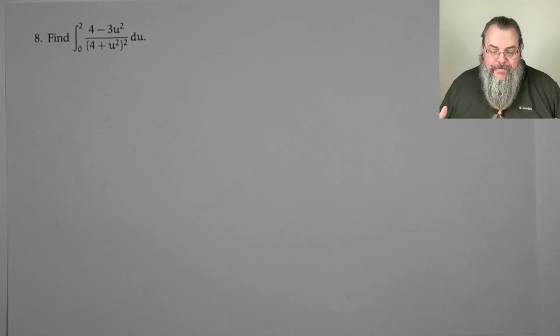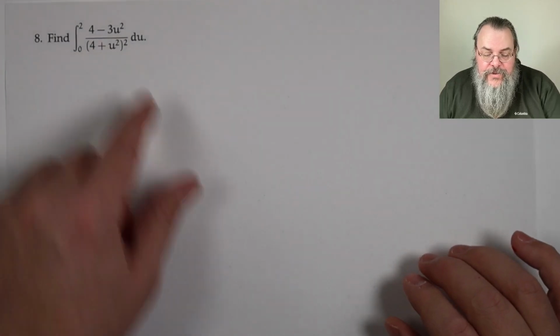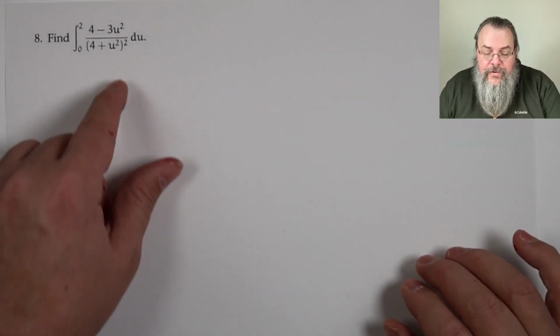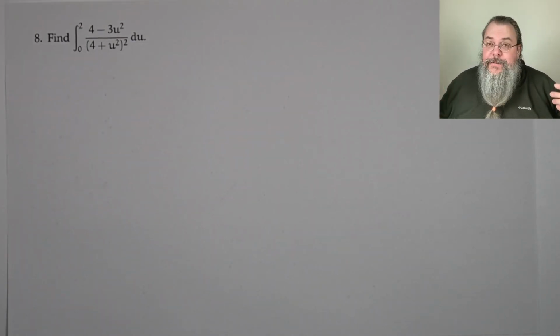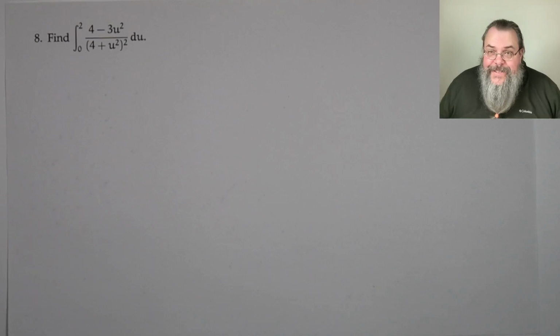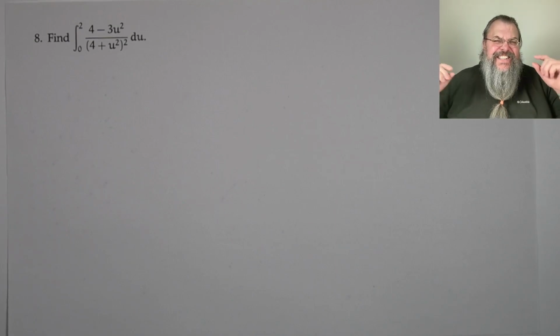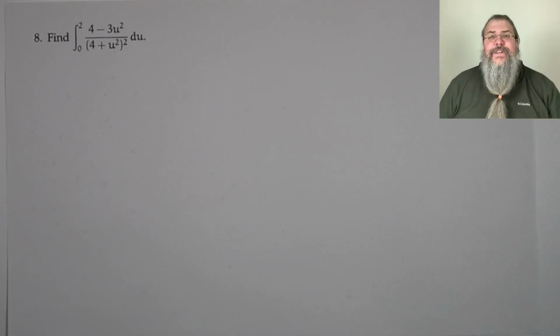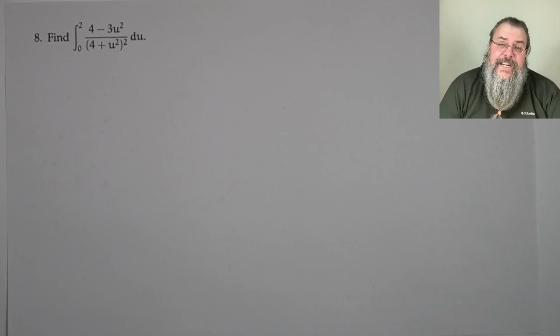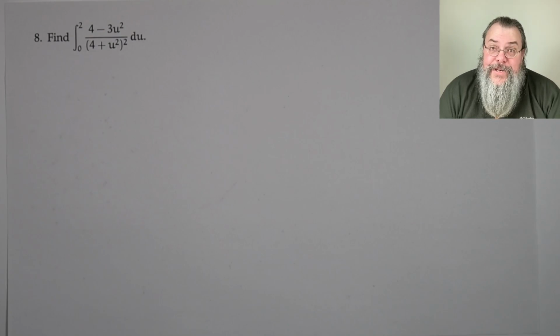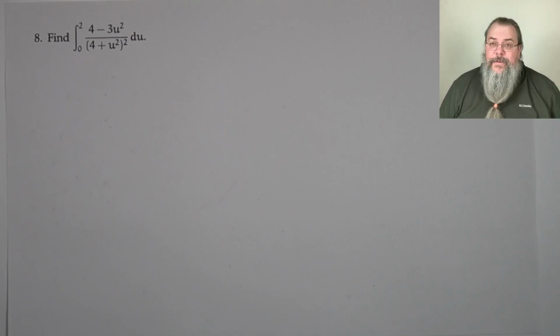So our 8th problem says find the integral from 0 to 2 of (4 minus 3u squared) over (4 plus u squared) squared du. All right, now, you might say, can we do some partial fractions type thing? And you can do a little tiny bit, but not as much as you think. So this is not really partial fractions. In some sense, this is the kind of integral you'd have to deal with after doing a partial fractions.